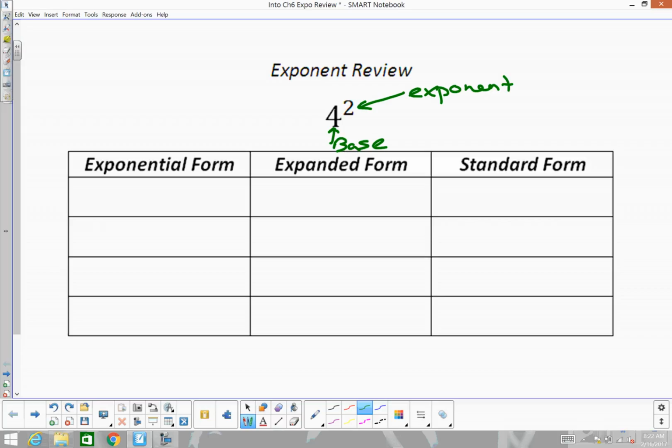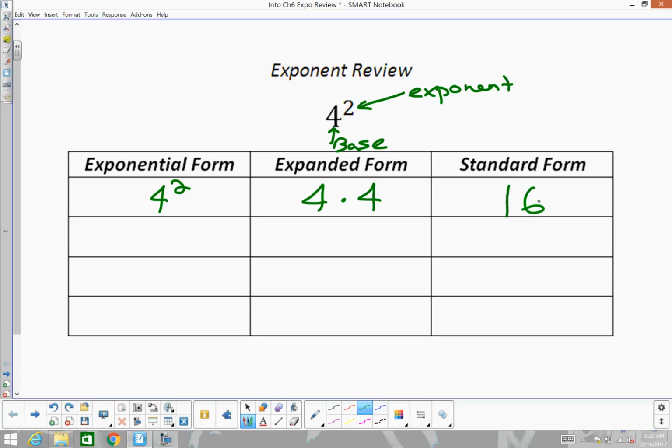So if I were to talk about the form of exponentials, exponential form is what you see here. You see the exponent, so you have 4 squared. Okay, expanded form means what does that actually mean? 4 squared actually means 4 times 4, right? Instead of multiplication, it's just saying 4 times itself 2 times. And then standard form is evaluate 4 times 4, which is 16.